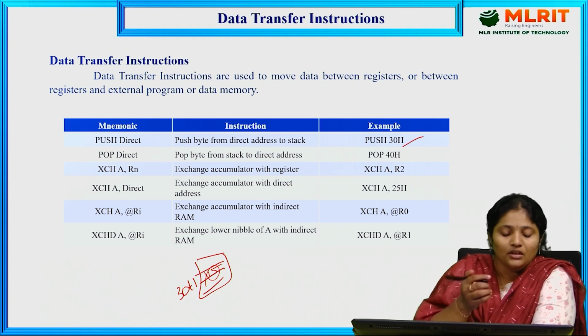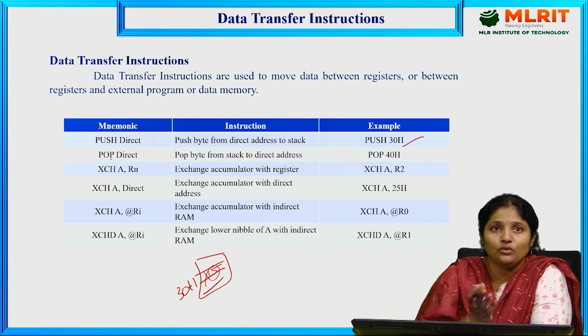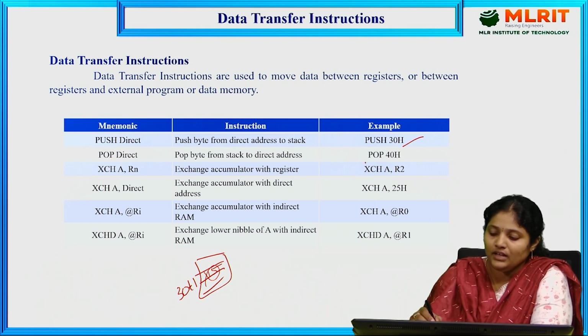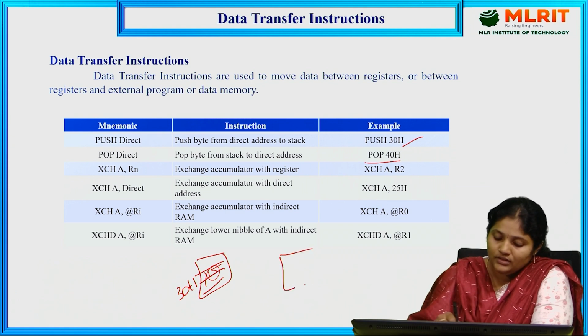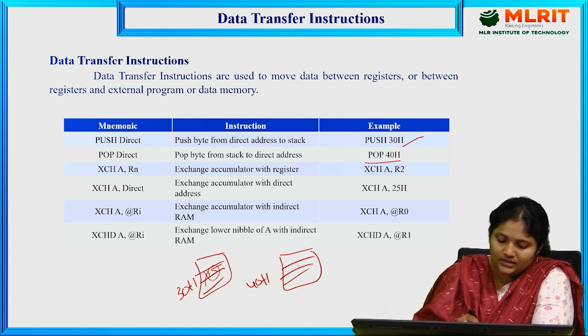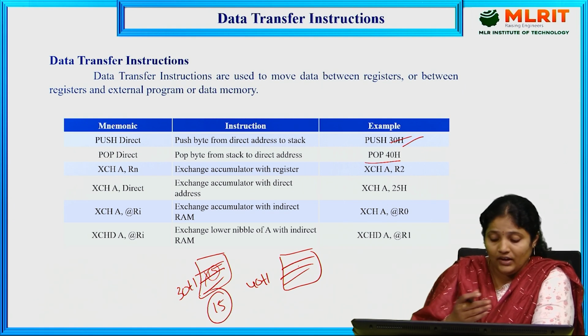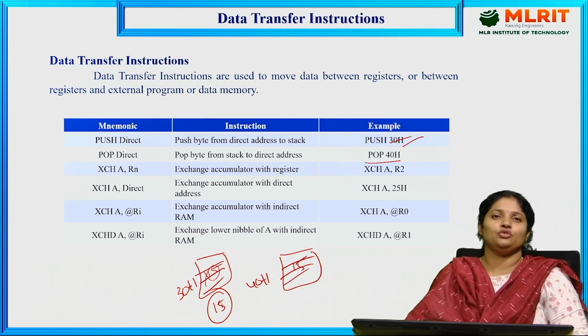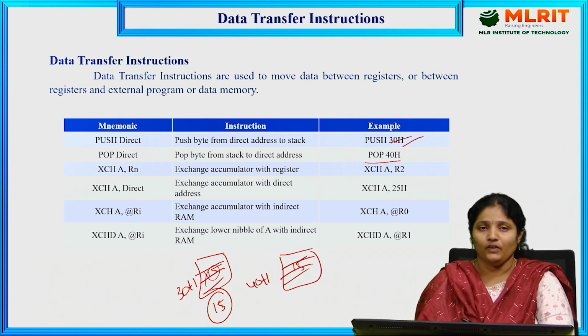The pop instruction is used to get the data already present in the stack register. Here they have mentioned 40H. So whatever data is present in the stack will be popped into this 40H. Suppose after performing the push instruction, the stack register is holding 15 as data. Now we write the pop instruction, so this 15 will be stored in 40H. So this is how pop and push operations work in the 8051 microcontroller.